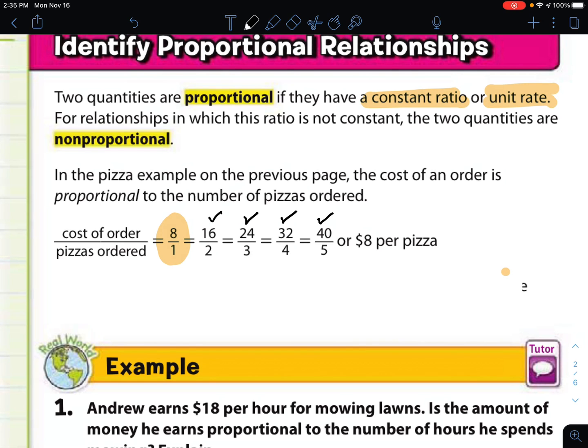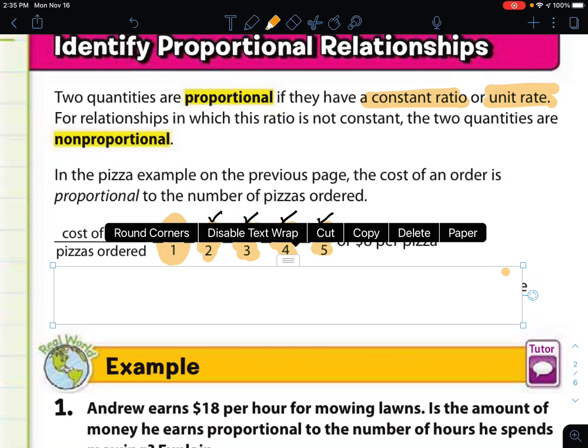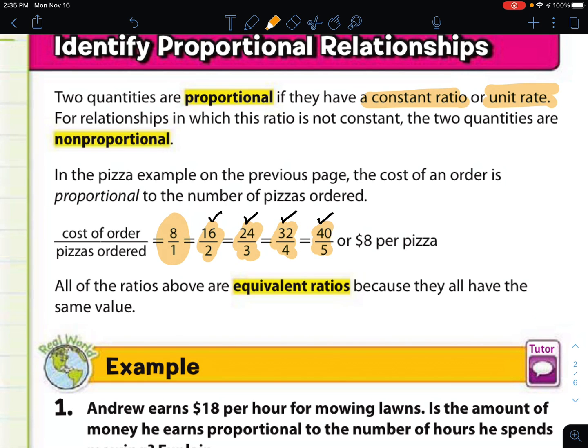Now, what do you call these types of ratios right here? If they are all equal to each other, that means these ratios are considered to be equivalent ratios. So all of the ratios right here are considered to be equivalent ratios because they all have the same value. So 8 over 1, 16 over 2, 24 over 3, 32 over 4, and 40 over 5 are all considered to be equivalent ratios because they all have the same value.